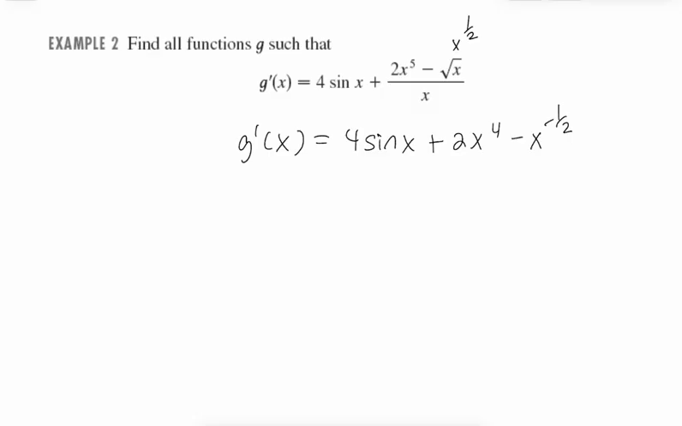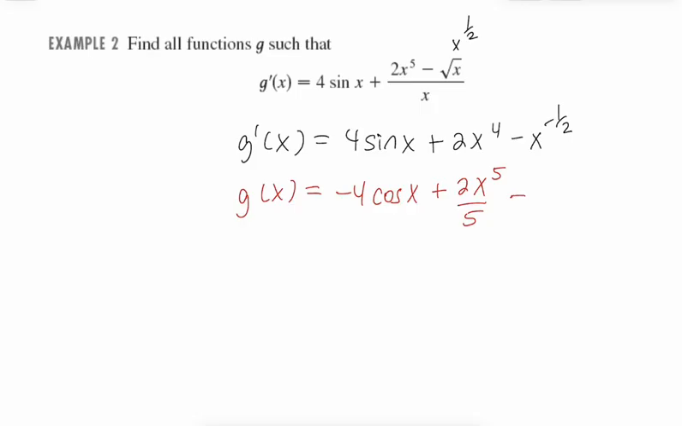Okay, so now we're going to go backwards. What's the antiderivative of a sine? What would it have started with? Well, it would have been a cosine, but without the negative it is absent, so you've got to put a negative on there. For 2x to the fourth, to go backwards, we have to add 1 to the power and then divide by that new power.